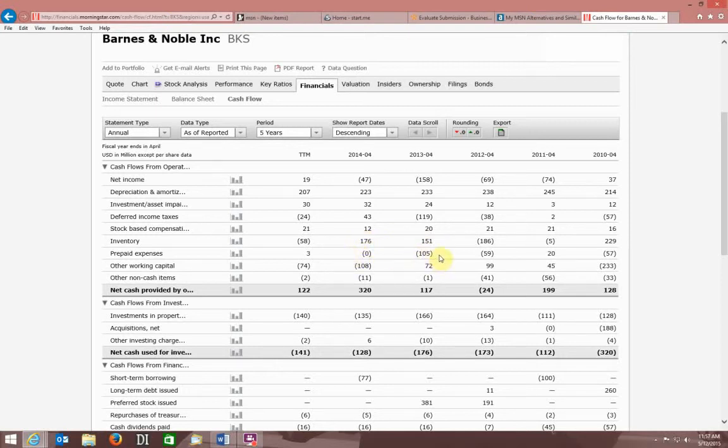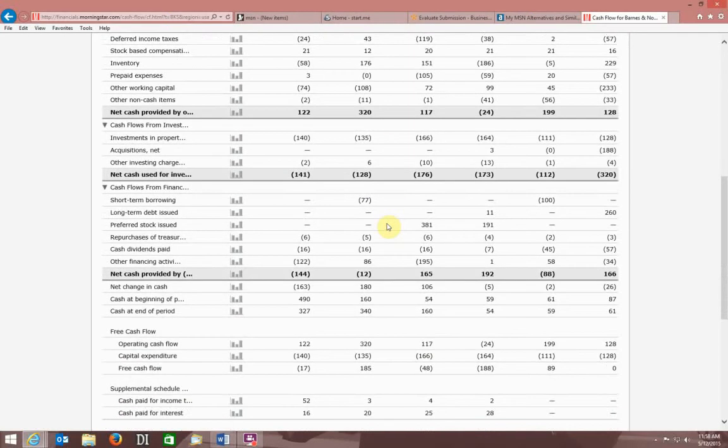Now here they had some prepaid expenses. Here they had other working capital, but just little pluses here, right? Their depreciation and amortization, just a non-cash expense that doesn't really change too much, but some little ones through here. Investment, asset impairment, they probably sold some properties off, they had a positive for that, but the big deal is the positive in inventories.